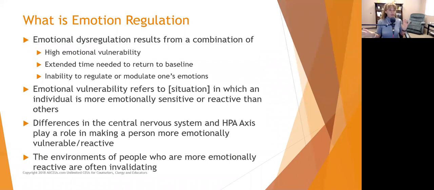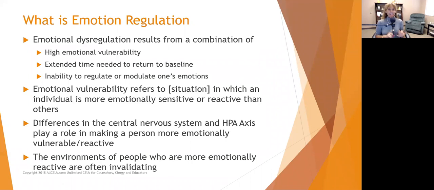Extended time needed to return to baseline. So once they get upset, calming down again is not one of those things that they can just let go. I tend to be a little bit more on the high emotional vulnerability side than other people. And when I get upset, when I get frustrated about something, I can't just take a deep breath and it's gone. I don't work that way. I've got to get up and go walk around or something. My husband, on the other hand, he's just like, oh, that's so annoying. He'll get frustrated for a little longer than half a second, but you know what I'm talking about. And then he'll be fine and he'll move on and do other things. And I'm looking at him going, how in the world did you do that?